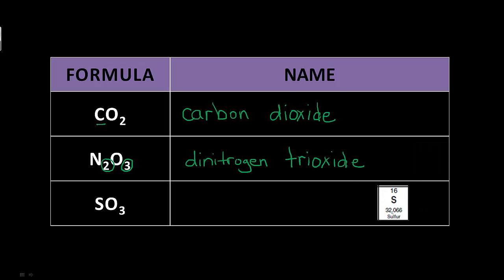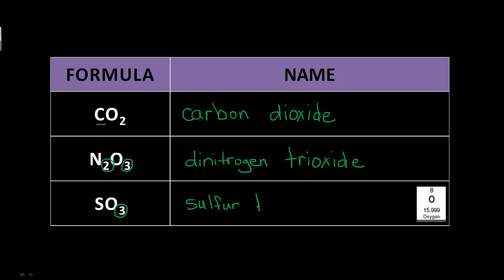Next example, SO3. S is sulfur. We only have one, so I'm just going to put sulfur. We do not have to use mono if the first nonmetal only has one. Our next nonmetal is O. That's oxygen. We have 3 of them. The prefix for 3 is tri, and oxygen, and we change the ending to IDE. SO3 is the same thing as sulfur trioxide.